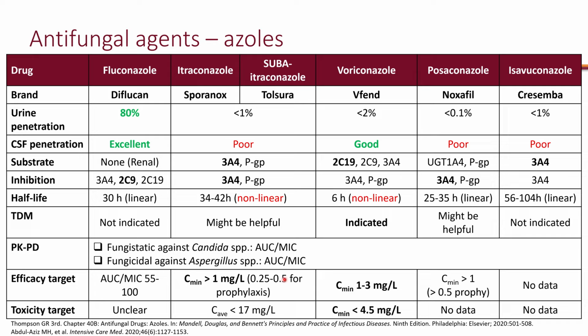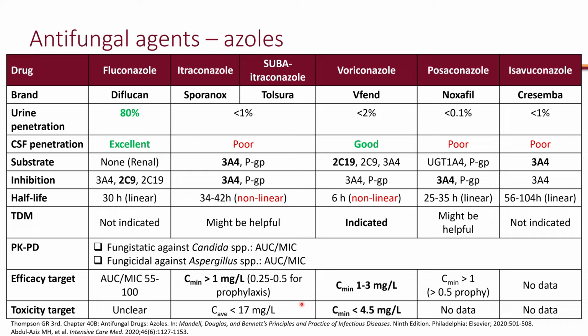Now, itraconazole in general is very well tolerated, so there's really not much toxicity. So there's a very high ceiling for how high the level can go before there is toxicity. One source has suggested that it's a good idea to keep the levels under 17 to avoid toxicity. But that's a very large window. Most patients hardly reach a level of 10. So it's in general very well tolerated.